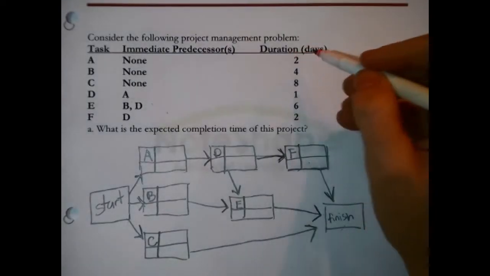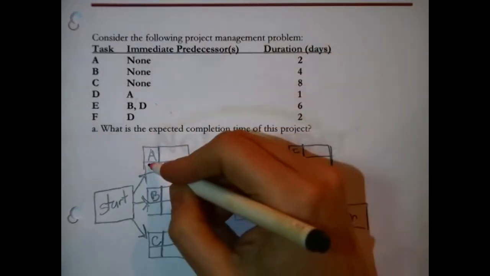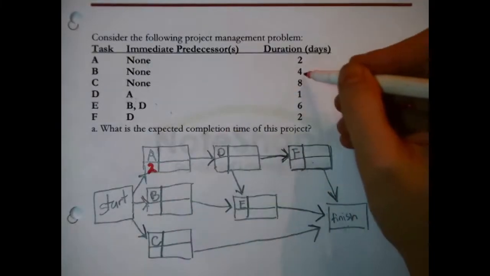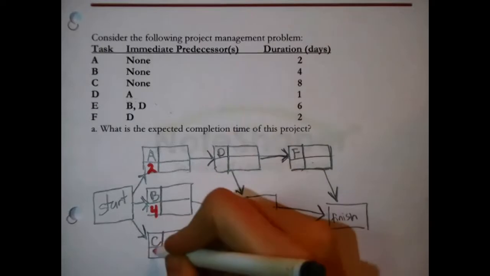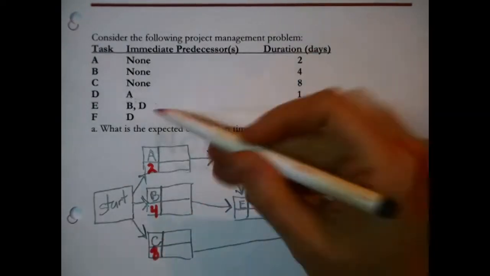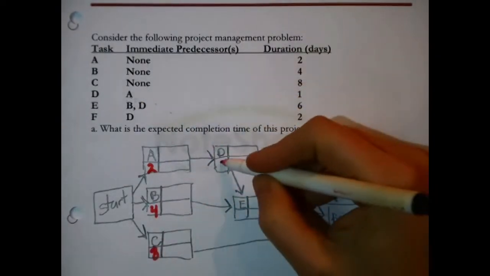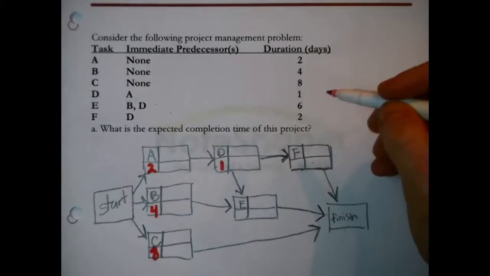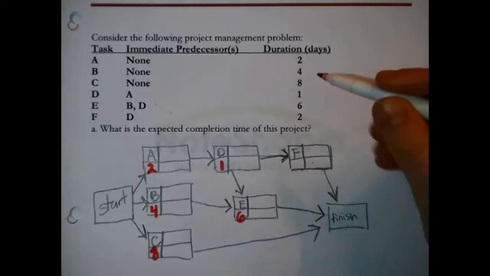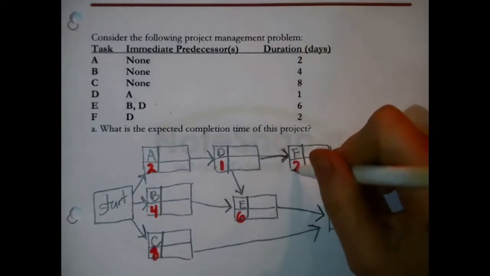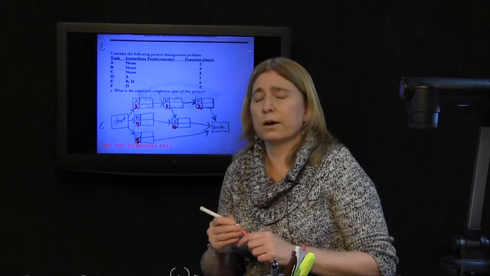For instance, this fact that A is 2 days long, jot that down right there. B is 4 days long, belongs right there. C is 8 days long, belongs right here. D is 1 day long there. E is how long? 6 days? Okay, 6 days. And then F finally is 2 days long, belongs right there. All right, now we're still just getting set up.